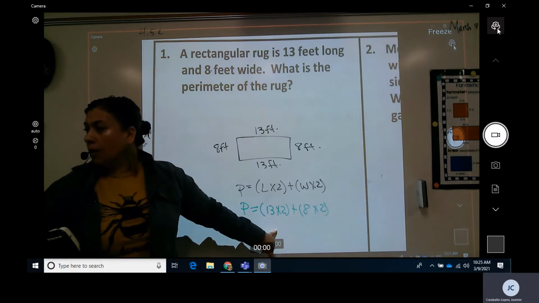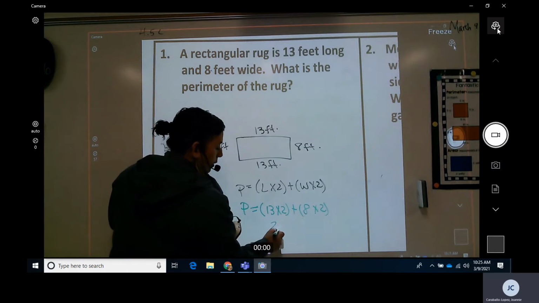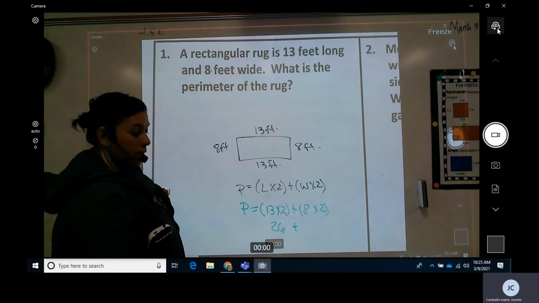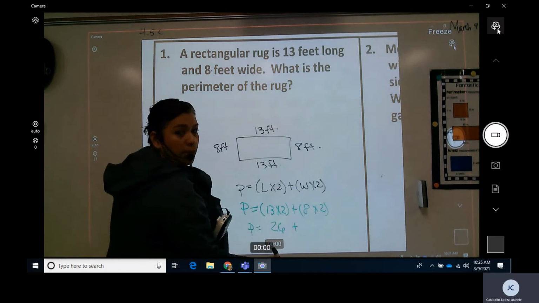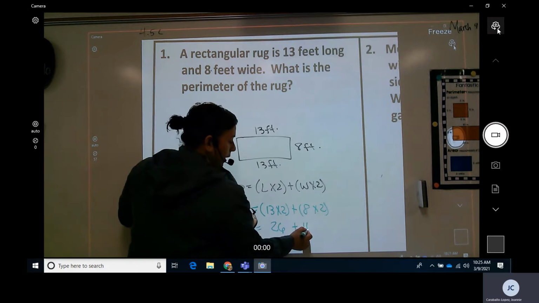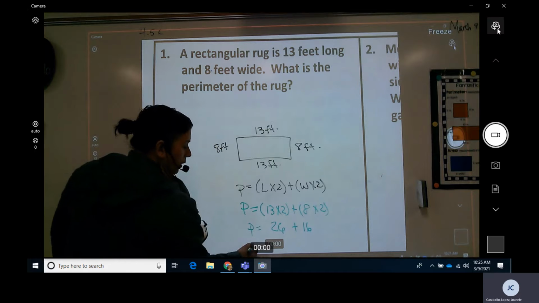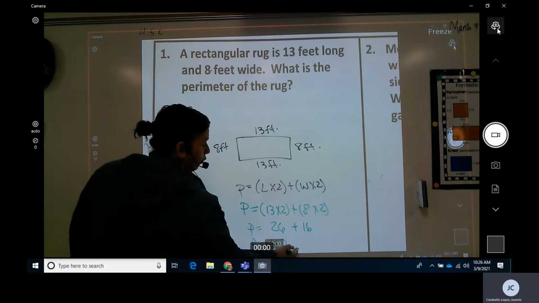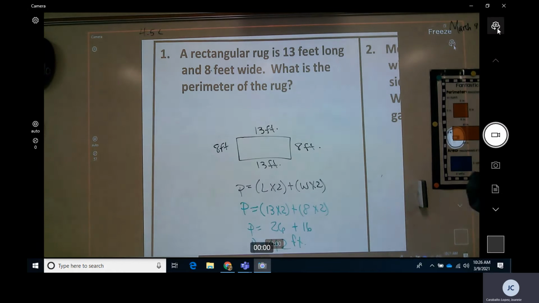So let's multiply. 13 times 2 is what? 26. Okay? And then I'm going to bring down my addition sign. And the next, 8 times 2 is what? 16. So now all I'm going to do is what? I want to add these, right? So my perimeter is going to be what? 42. 42 feet. How do you feel about this?